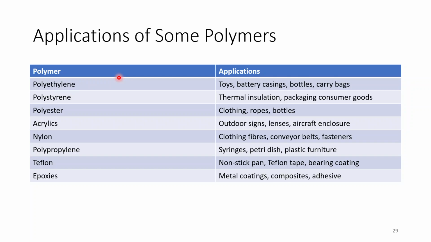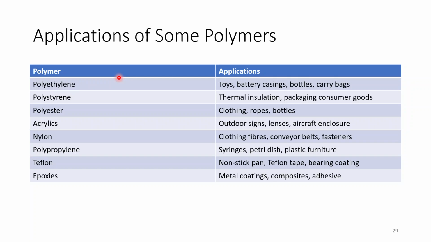Next is applications of some polymers. Okay, so your first polymer is polyethylene, and its applications include in making toys, battery casings, bottles, and carry bags. Next is polystyrene, which includes applications such as thermal insulation, packaging, and consumer goods. In case of polyester, you have clothing, robes, bottles, etc.